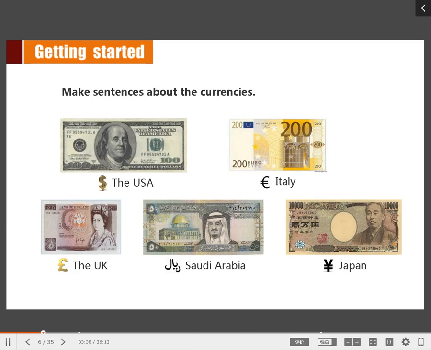Okay, so did you get them all correct? Now, to ensure that you can pronounce the currency symbols and countries correctly, here, let's practice making sentences about the currencies. For example, the first one. Say, we can make a sentence like this. The currency in the USA is the dollars. Okay? So here, I'd like you to try make sentences about the rest four currencies by following the example sentence I've just given. Alright? Let's do this.